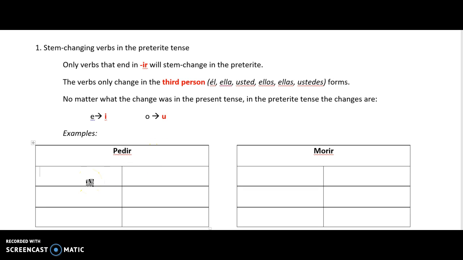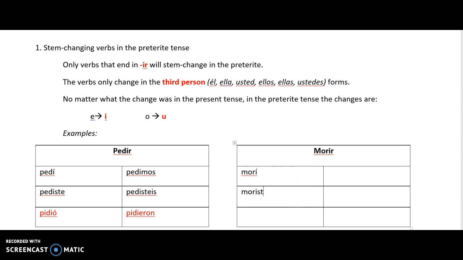So pedir, the yo form is pedí. I asked for or I ordered. The tú form is pediste. Usted, él, ella, so this is third person, so we have to have the stem change. The E changes to an I. Pidió. Okay, that O is going to have the accent mark. Nosotros pedimos. Vosotros pedisteis. And then ustedes, ellos, ellas, since it's third person, we'll have the stem change. Pidieron.